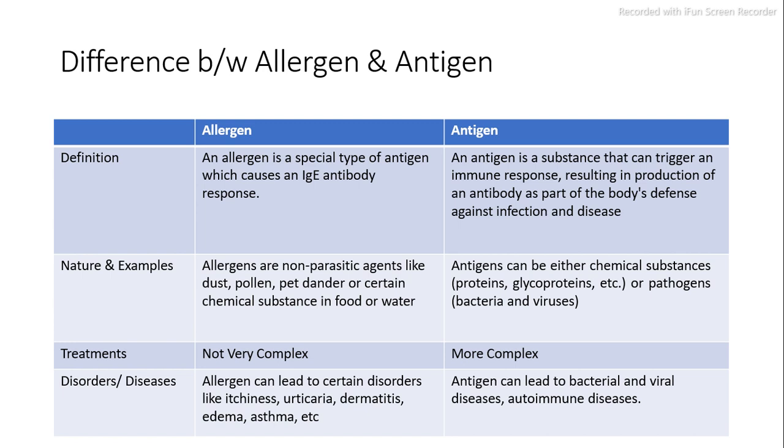Nature and examples: allergens are non-parasitic agents like dust, pollen, pet dander, or certain chemical substances in food or water. Antigens can be either chemical substances, proteins, glycoproteins, etc., or pathogens, bacteria and viruses. Treatments: not very complex for allergens, more complex for antigens. Disorders/diseases: allergens can lead to certain disorders like itchiness, urticaria, dermatitis, edema, asthma, etc. Antigens can lead to bacterial and viral diseases, autoimmune diseases.